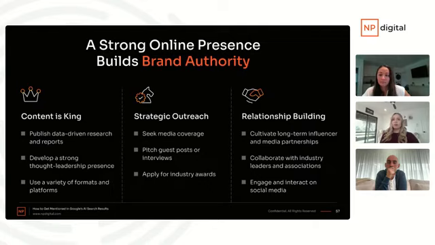Then to amplify this content, strategic outreach is also very important. You want to get featured in media coverage, guest posts, and in industry awards. All of these outreach tactics help to amplify your online presence. And just as important is relationship building. By partnering with influencers, collaborating with trusted industry voices, and engaging on social media with your followers, you'll be able to build relationships with your audience and with your peers.